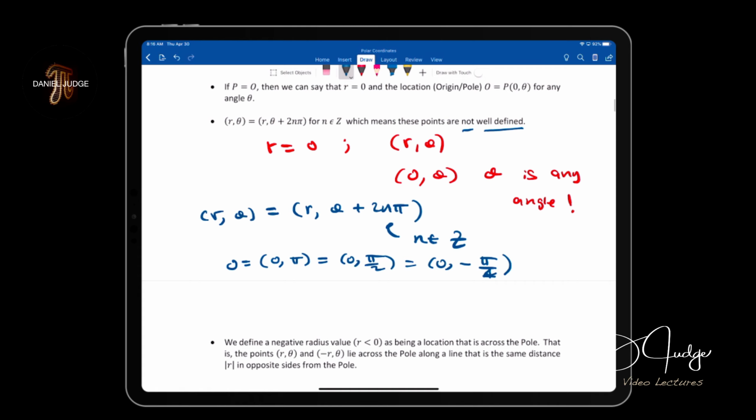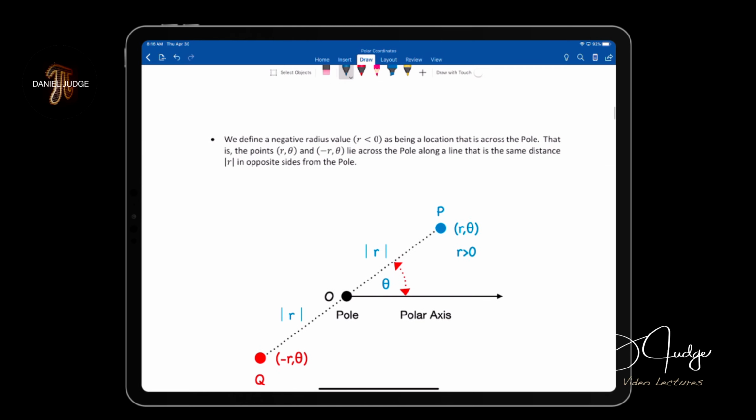So the next thing we want to talk about in terms of the facts here is that they're not well defined, or not unique, meaning one of a kind. It's not like the Cartesian coordinate system where it is one of a kind. In the polar world, it's not. So anyway, that's kind of an interesting detail.